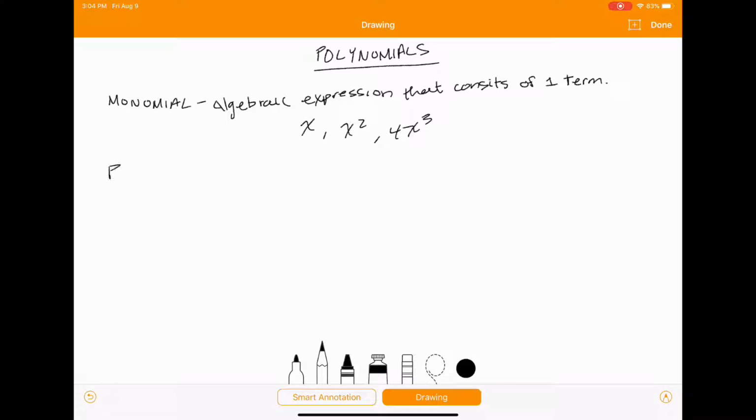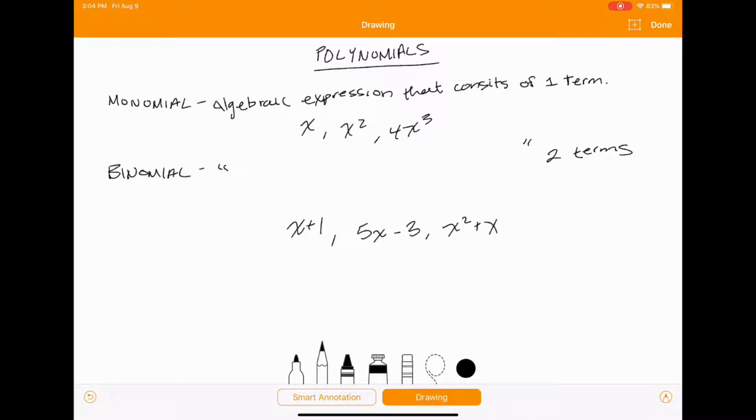Now a binomial is an algebraic expression that consists of two terms. So x plus 1, 5x minus 3, x squared plus x. Those are all examples of binomials.